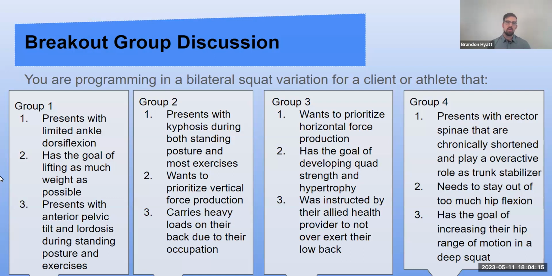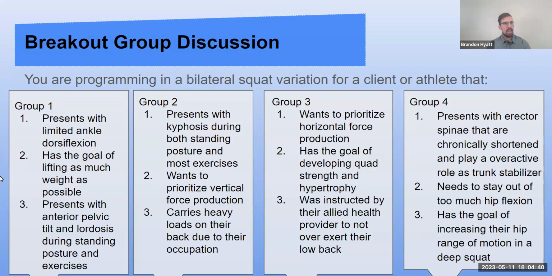Okay, group three, question one, they want to prioritize horizontal force production. All right, maybe like a landmine squat, something like that. More of the back squat. Now, the thing that's interesting, landmine is very front loaded, but you can really lean into that bar a lot. And it's kind of like the same as the Smith machine, you can really lean into that bar a lot and get your feet more forward.